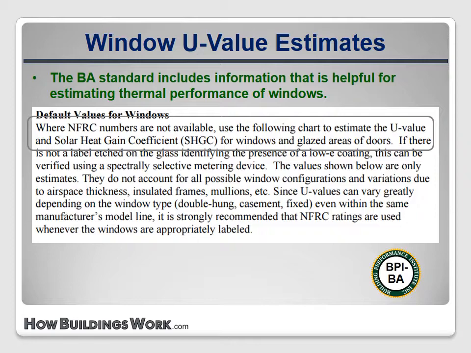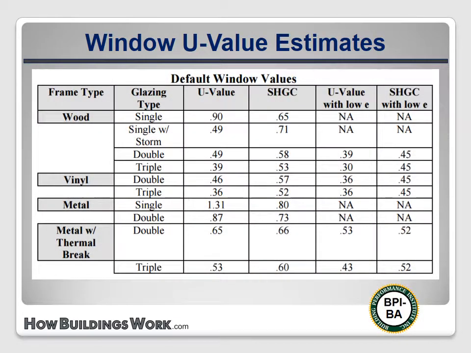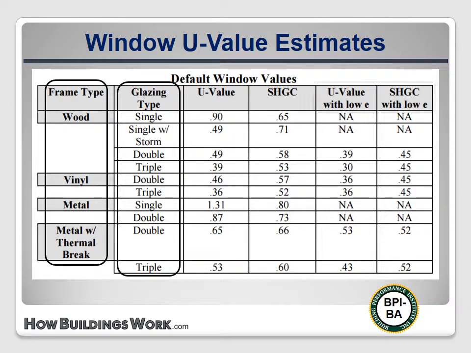Let's take a look at this table. It's very helpful to have an easy reference that allows you to estimate the important performance factors from visible attributes of the window assembly, like the frame material, number of panes, and the presence of a low E coating. Again, BPI 1200 does not provide comparable information.